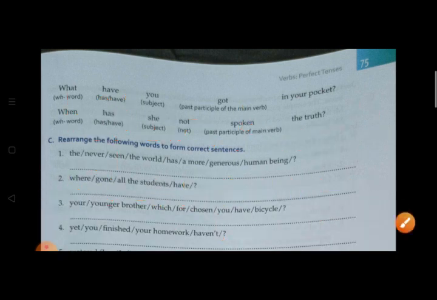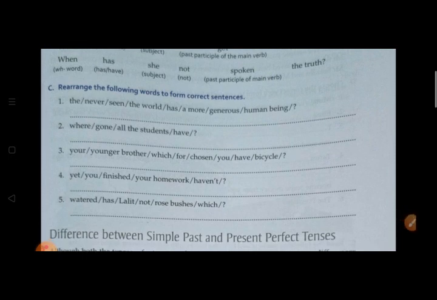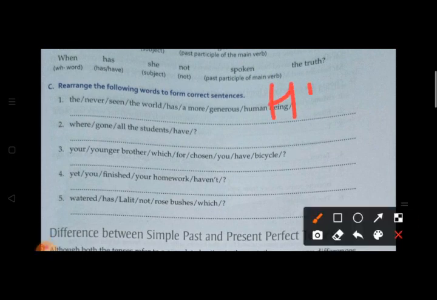So students, I request you to complete this exercise, exercise C. That is your homework which you would be doing, and we will check it in the live class. Okay. I hope that you understood the present perfect tense properly.